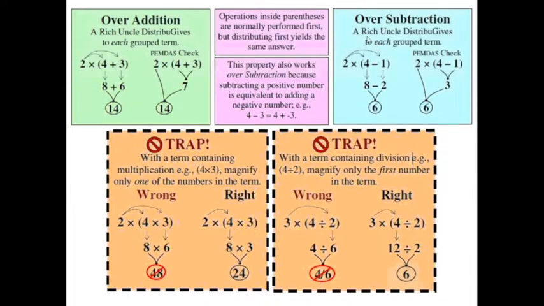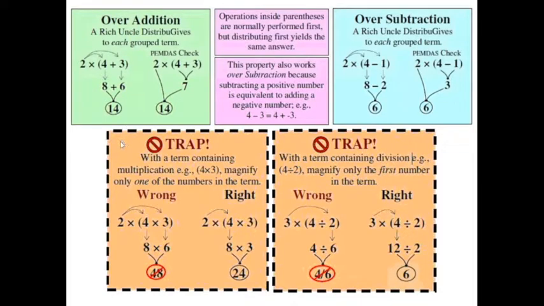Over subtraction, the rich uncle gives to each grouped term: 2 times 4 and 2 times 1, and it's subtracted to get 6. And we could do order of operations to check. 4 minus 1 is 3, 2 times 3 is 6. You get the same answer. It works over subtraction because subtracting a positive number is equivalent to adding the negative. 4 minus 3 is the same thing as 4 plus negative 3.